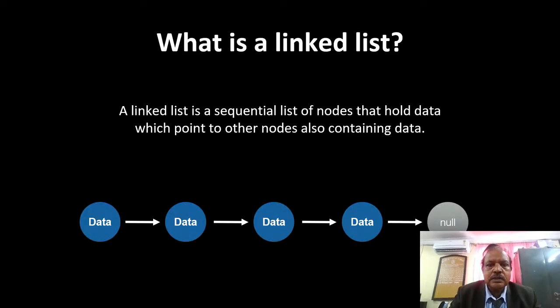Let us start with this singly linked list. You can see it is just a sequential list of nodes. The circular part, what you see, these are the nodes containing data. So one node is linking to another node. You can see it is just given an arrow mark like this, which points to other nodes. This first one also contains data, next one also contains data.